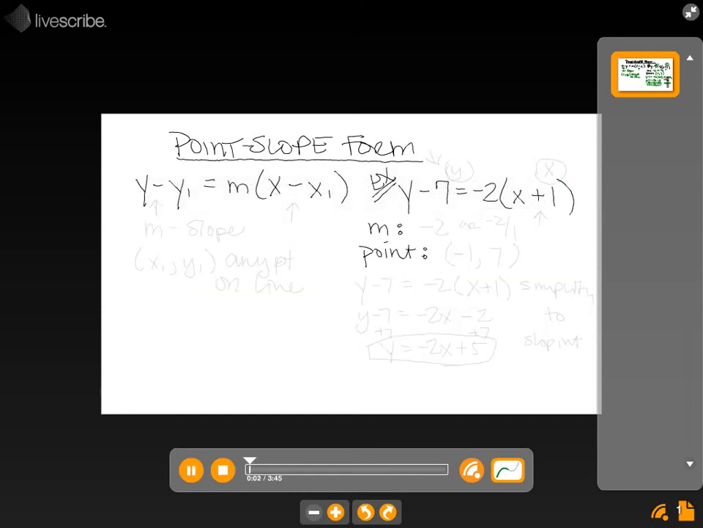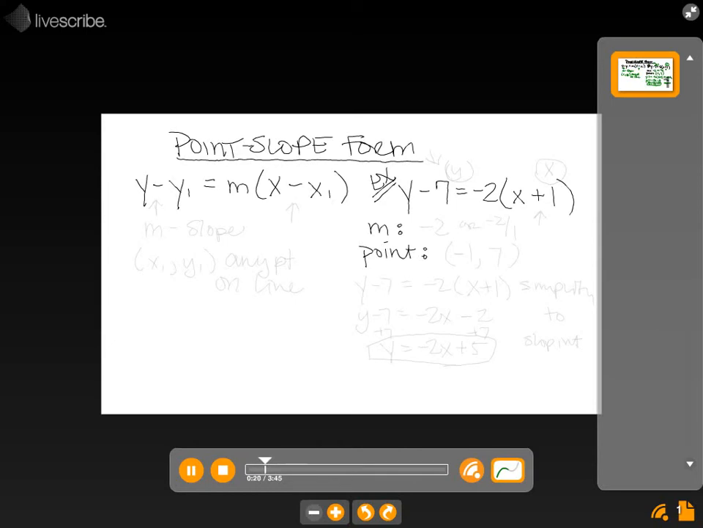Alright, this is a quick little blurb on point-slope form, which is something you've learned before, but it may be a while, so you need a review on it. Point-slope form is an alternate way to write out an equation for a line, or look at and pull things out so that we can graph an equation.